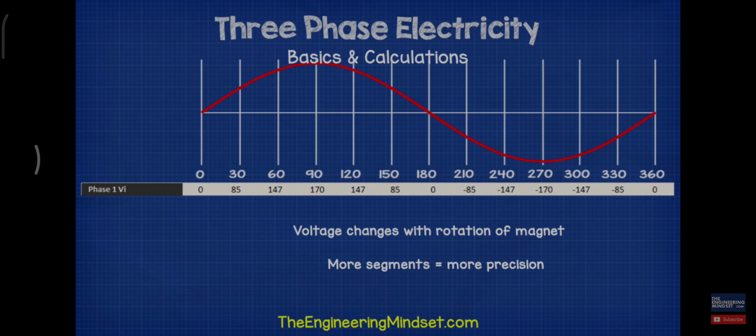Now if we plot this, then we get a sine wave showing the voltage at each point during the rotation. You can see now how the voltage increases with the rotation of the magnet, and when the polarity of the magnet changes, the voltages become negative.